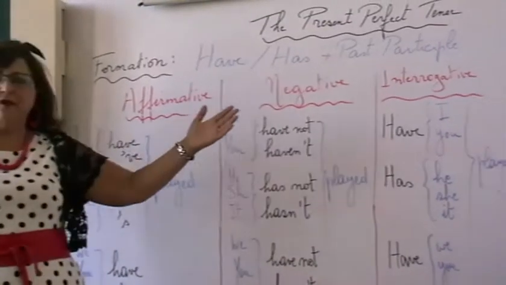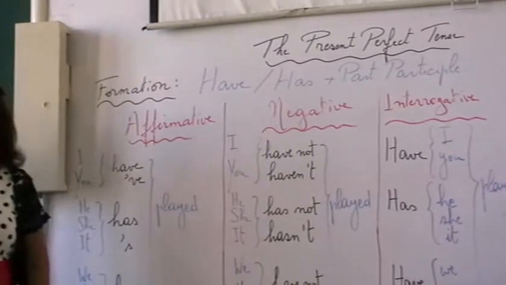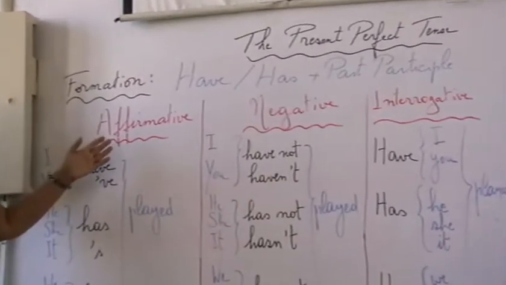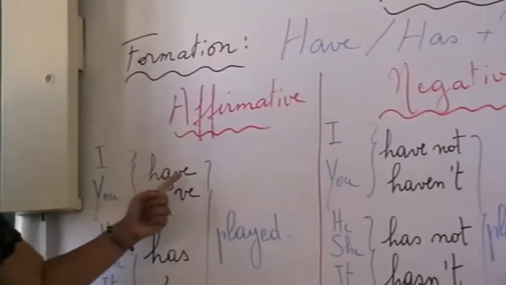Now, the table is in front of us. We have affirmative, negative, and interrogative. Let's start with the affirmative. As usual, I and you have. This is the long form.